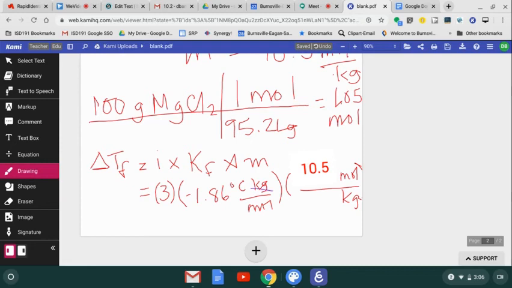So kilograms cancel, moles cancel, and we're left with degrees Celsius. And plugging that into the calculator, we get negative 58.6 degrees Celsius. Okay, so if we take the original freezing point, which is 0 degrees, and we subtract 58.6 degrees Celsius, we get a new freezing point of negative 58.6 degrees Celsius.